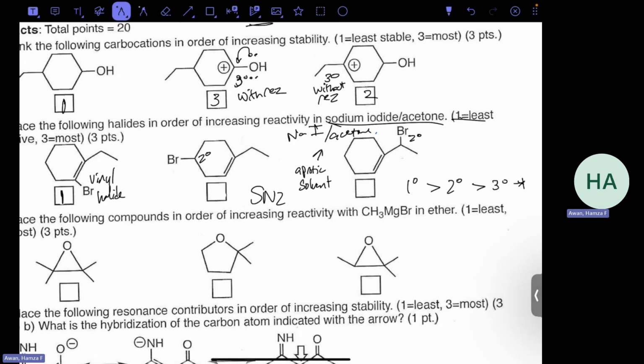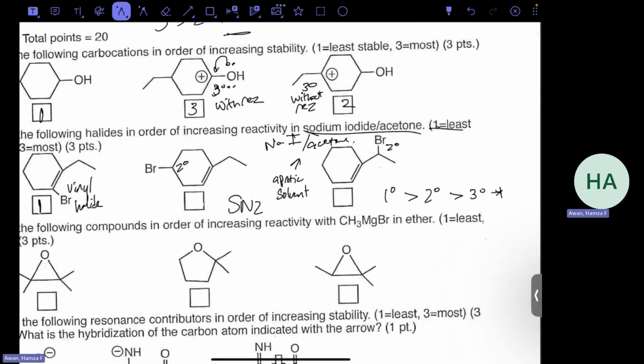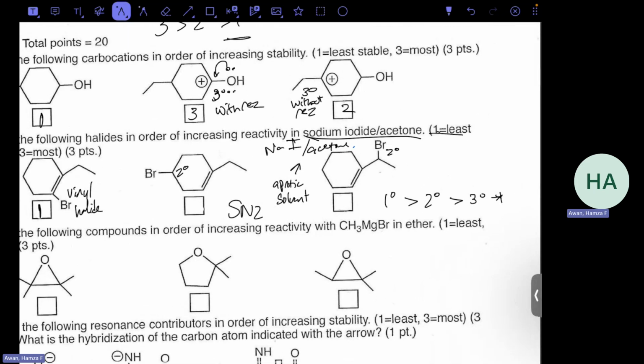Because both of these are secondary, we kind of have a bit of a conundrum, right? One thing to notice again is that this double bond can resonate for this bromine, right? But this double bond is unable to. And because of that, this is also considered an allylic bromine, so this is allylic.